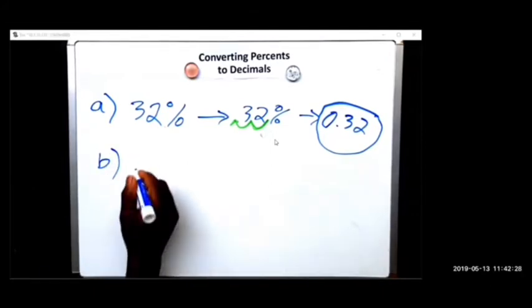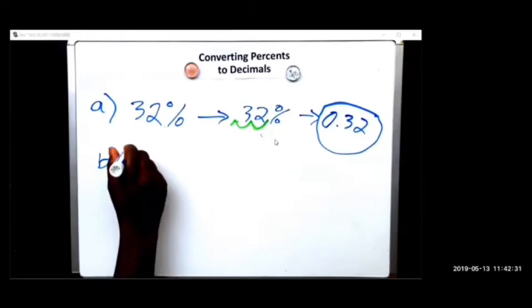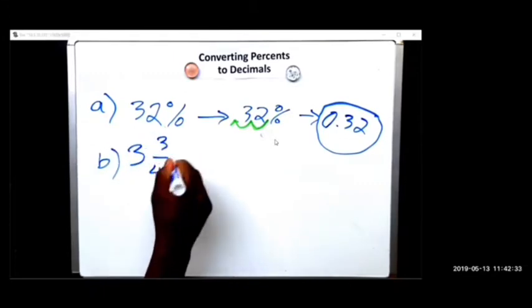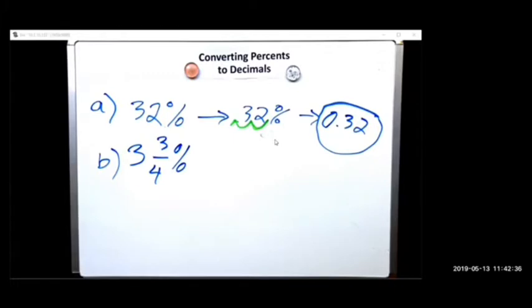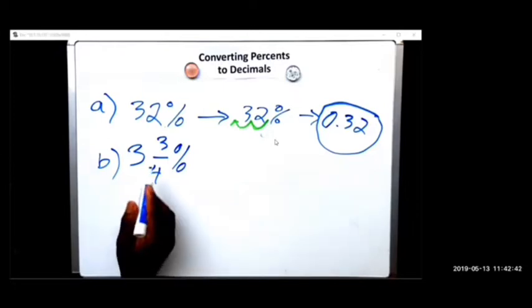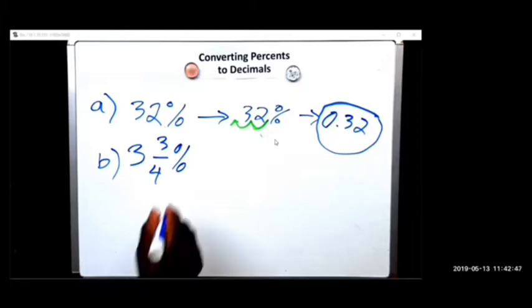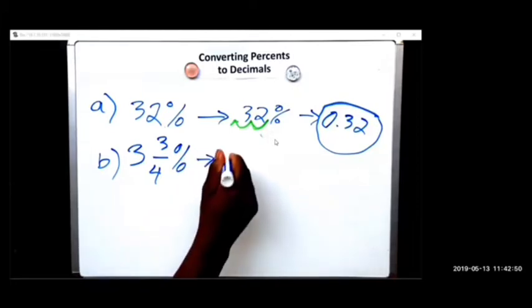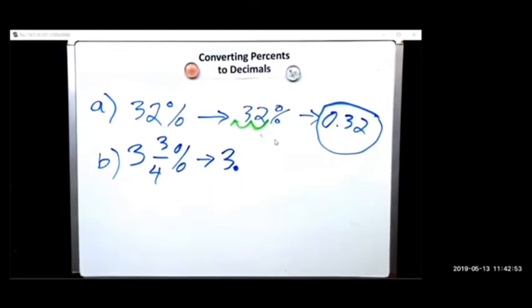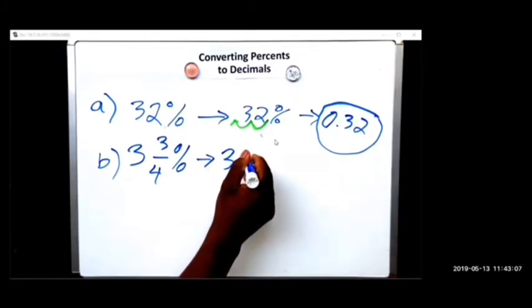All right, let's try it again. Let's say we have a fractional percent, how about 3 and 3 over 4%. Don't stress, it doesn't matter. We're still going to use the same process. Right now we want to rewrite this 3/4 as a decimal. Remember, some of these fractions you want to memorize as a decimal. So 1/2 is written as 0.5. 3/4 is written as 0.75.